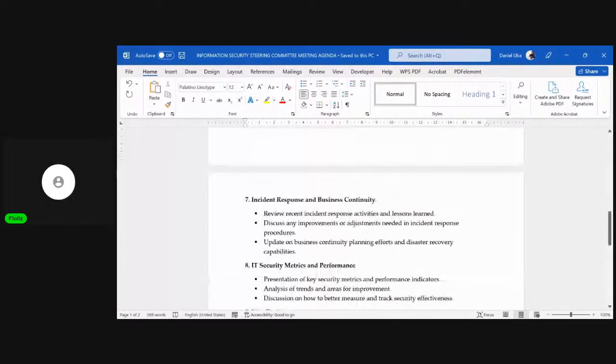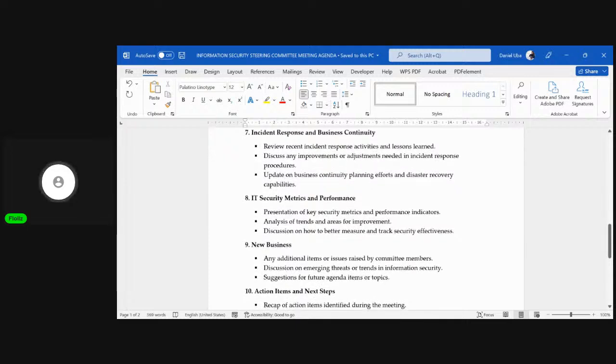You discuss any improvement or adjustment needed in terms of your incident response, your disaster recovery plan, so that the CBN officials, when they come in and look at your books, they will understand that you are doing the right thing, that you are discussing relevant things within the meeting of the ISSC. Then your metrics and performance. This is where you look at trends, you look at what you have complied with, how it relates with the requirement of the guideline.